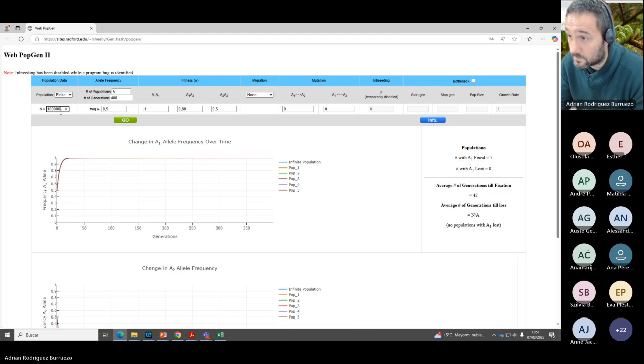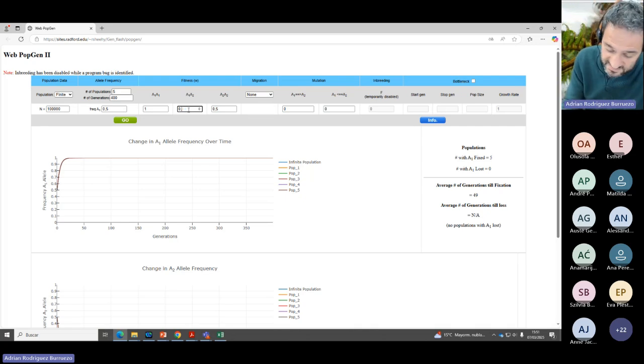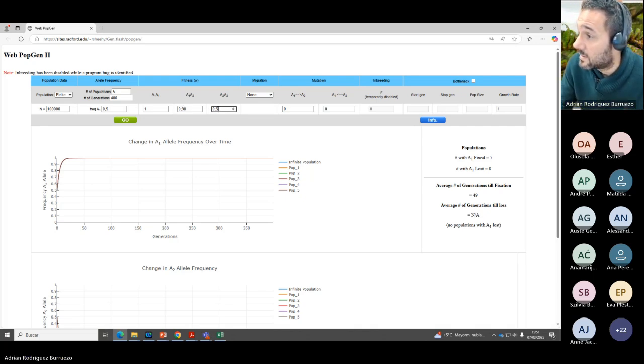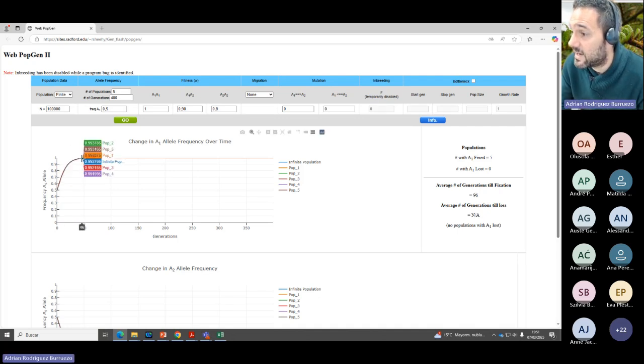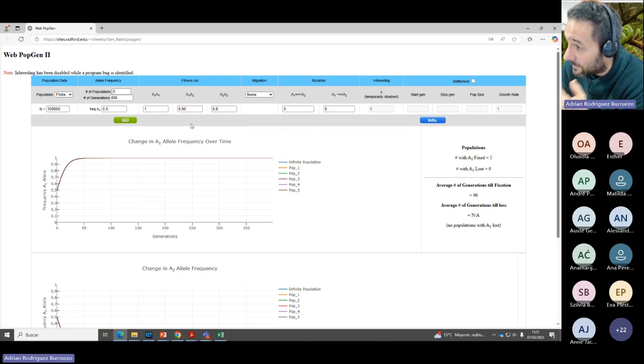Or like this. It happened later. Or let's see, it is 0.9 and 0.8. The process is the same, but the A2 disappearance will take much more time, because thanks to these higher fitness values, they will disappear, but in a slower way. Okay, so this is the impact of fitness or selection.